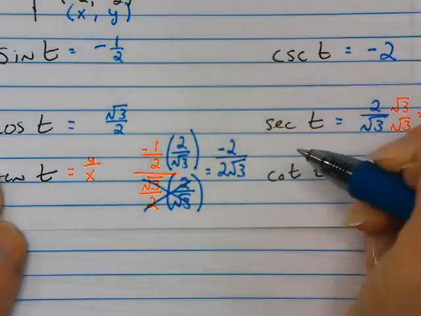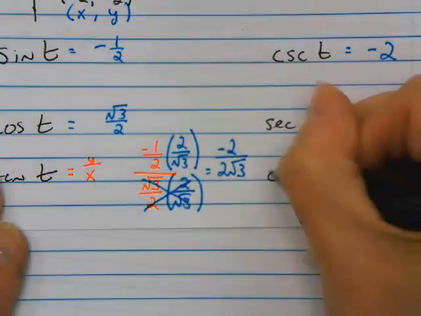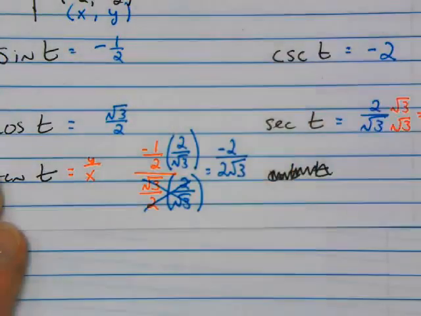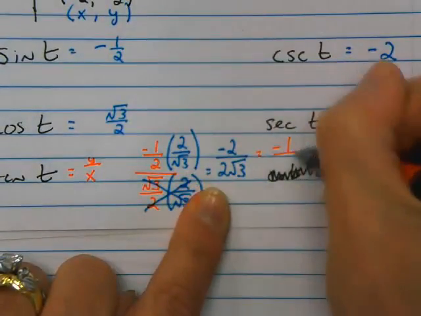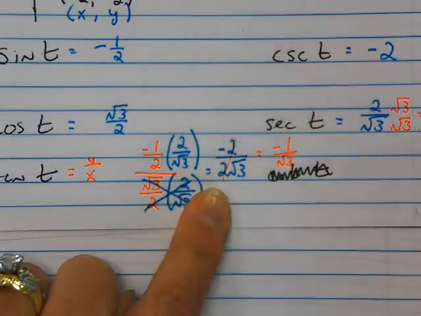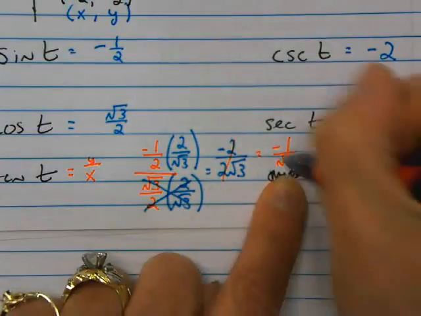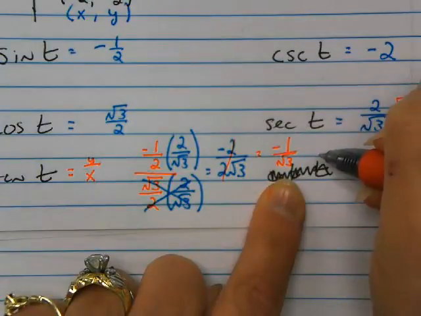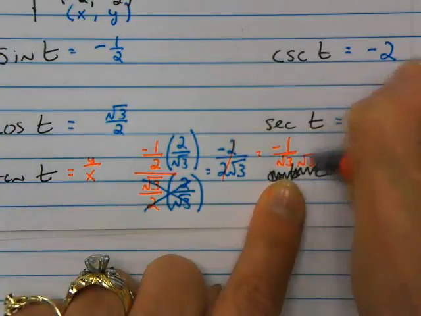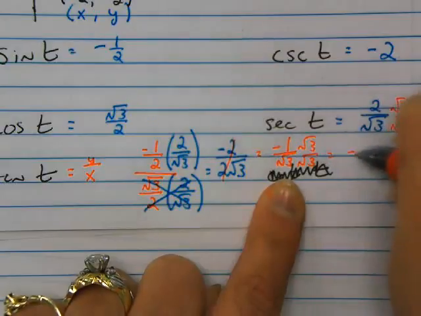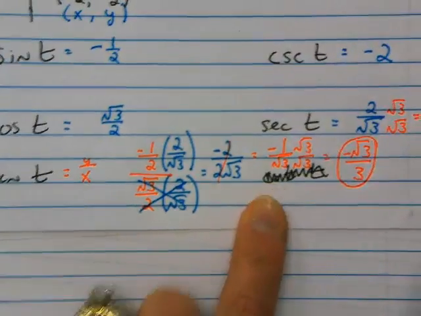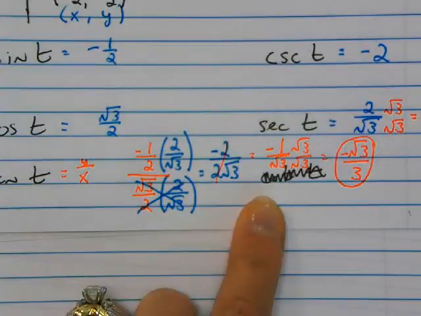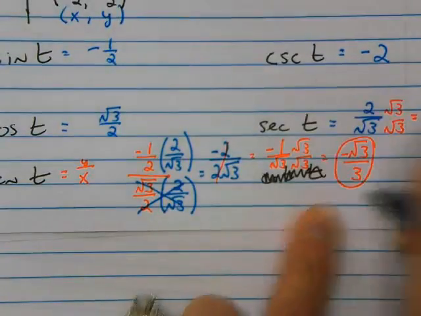And if you don't mind, I'm going to scribble this out just for a minute so we have some room to work. Do you agree now that I can simplify this to negative 1 over the square root of 3? Because 2 divides into 2 one time. But can I leave that square root in the denominator? Nope. So I'm going to multiply by the square root of 3. And I get negative square root of 3 over 3.